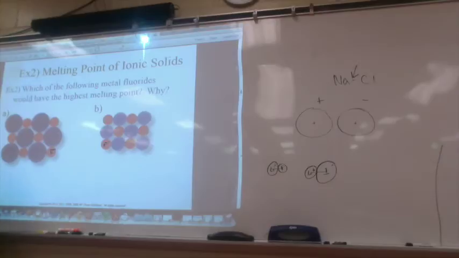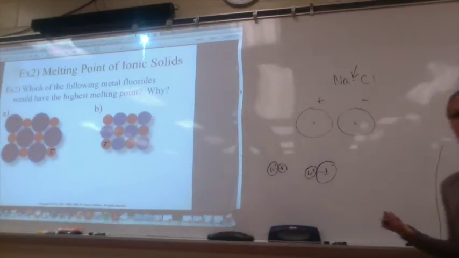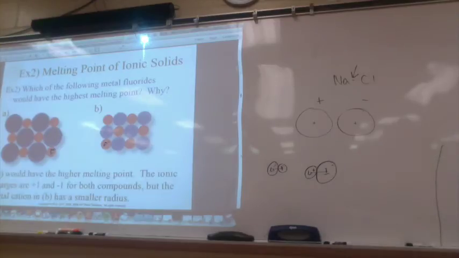So now what do you have to evaluate? Distance. The one with the greater distance has less force of attraction, and therefore it would have a lower melting point. So the higher melting point would be the one with the smaller distance. So B would have the higher melting point. The ionic charges are both +1, -1, but the metal cation B has a smaller radius. Good?